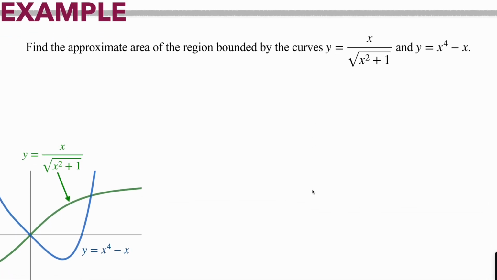Another example: we want to approximate the area of the region. Again, we want to know the area between these two curves. We know that it starts at 0, but we do not know where it ends. So we know it is going to be from 0 to something, and it is going to be the top function minus the bottom function.